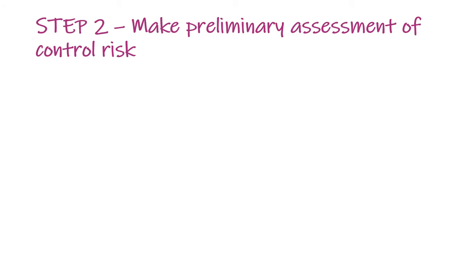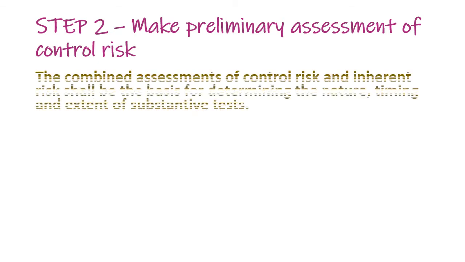Then we proceed with step 2. In step 2, we make a preliminary assessment of the control risk. So after we have the background and an overview of the internal controls of the entity, now we can make a preliminary assessment. Preliminary because this is your initial assessment. This is not really the final assessment, but this is just your starting point. So this will be your initial assessment of the control risk.